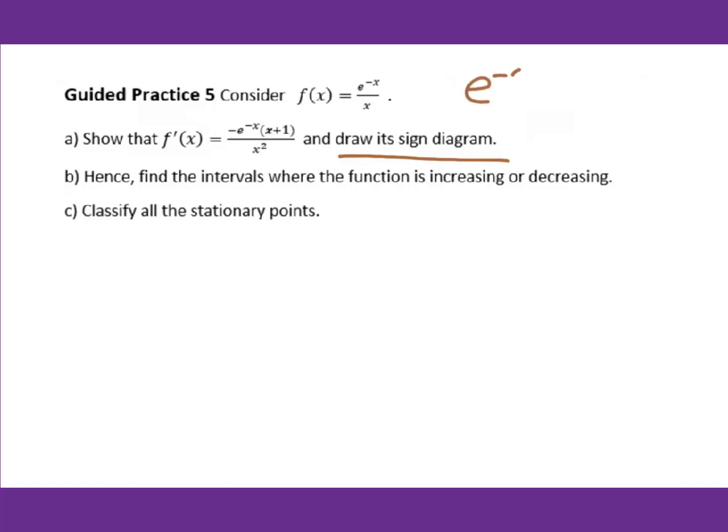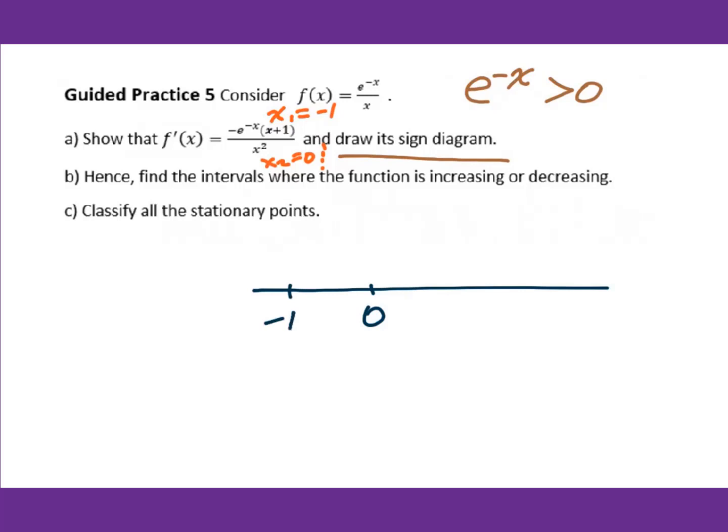Remember, e to the negative x power is always greater than 0. It is never equal to 0. So we have x1 equals negative 1, x2 equals 0. This is a vertical asymptote line. So you have here 0, negative 1. Vertical asymptote line. We choose 1 and plug in.